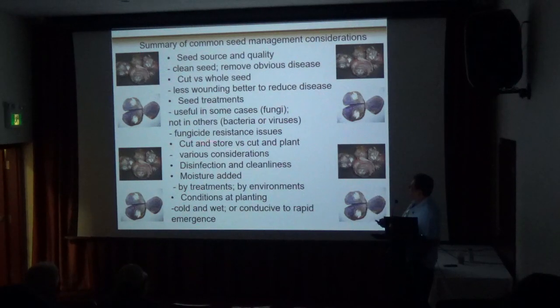We talked a bit about cut and store versus cut and plant, disinfection, and managing your moisture so that you're not adding free moisture for pathogens to grow, and then trying to plant in those conditions to give you the best emergence possible. So in a nutshell, those are some of the key things to think about when you're trying to manage disease at this time of year when you're ready to plant. I think that's all I've got for now.